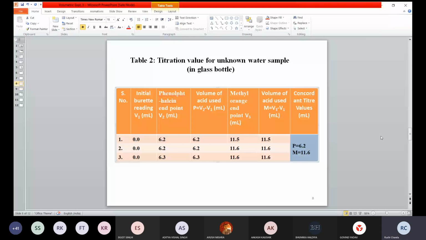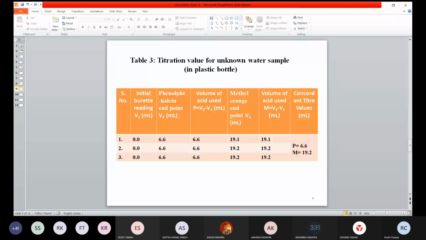Have you noted down the observations? Yes, ma'am. Now coming to table number 3. Again, it is the same table, but the data that is there is different. And don't forget to write plastic bottle and glass bottle. That is what is differentiating.